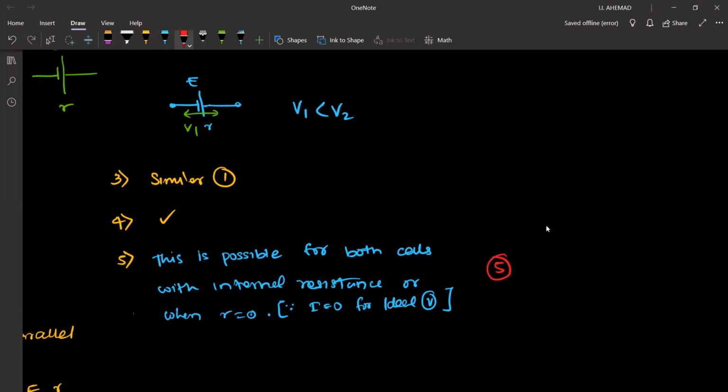So here in the fifth one, you cannot find out whether it has internal resistance or it doesn't have. So all the other four clearly show it has. So the fifth one has to be the answer. Are all four of you clear whether they have internal resistance or not?